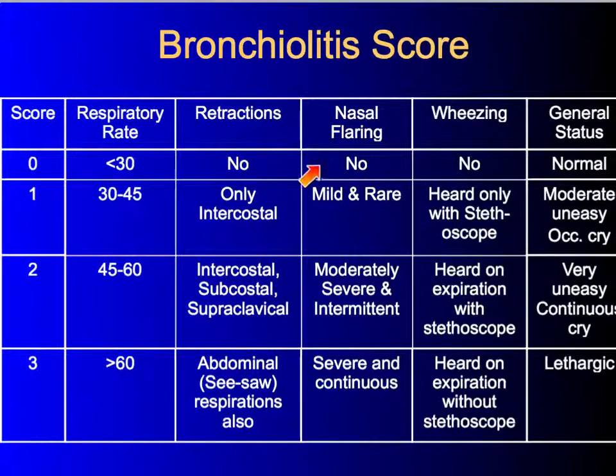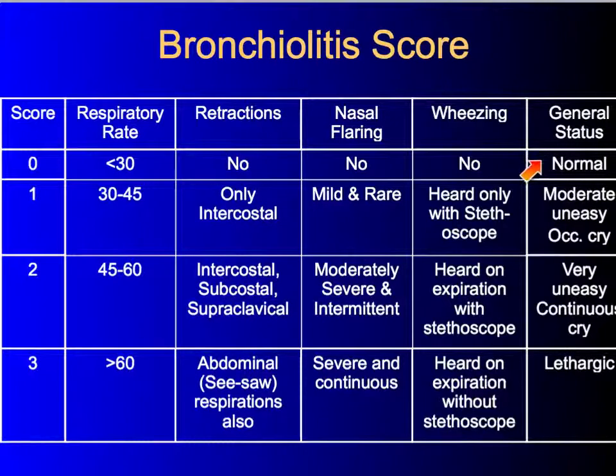For nasal flaring, a 0 for none, 1 for mild and rare, 2 for moderately severe and intermittent, and 3 for severe and continuous. For wheezing, 0 for none, a 1 if it's heard only with a stethoscope, 2 if it's heard on expiration with a stethoscope, and 3 if it's heard on expiration without a stethoscope.